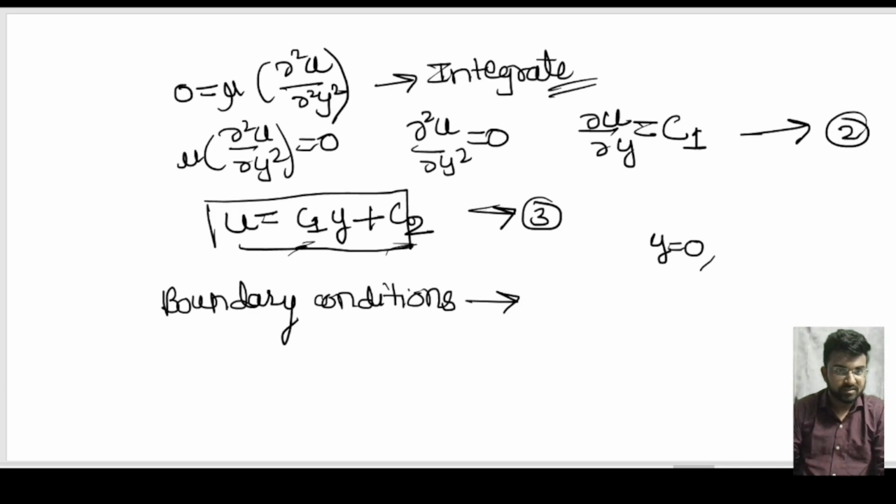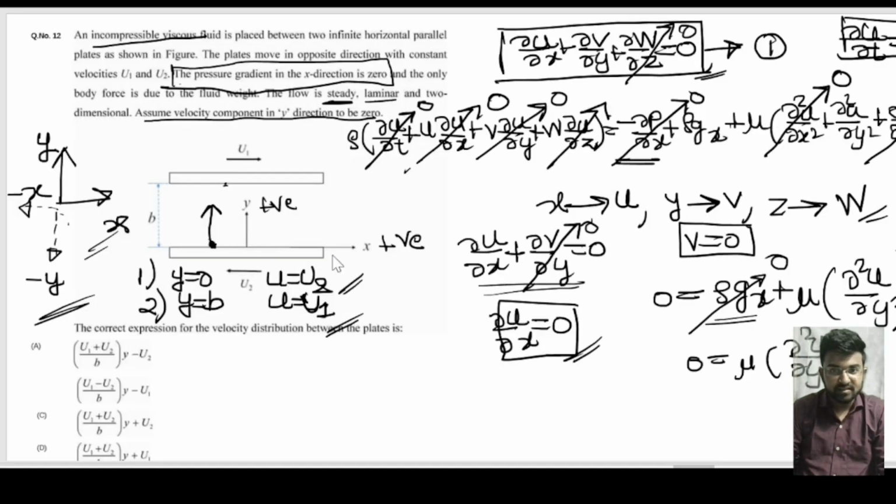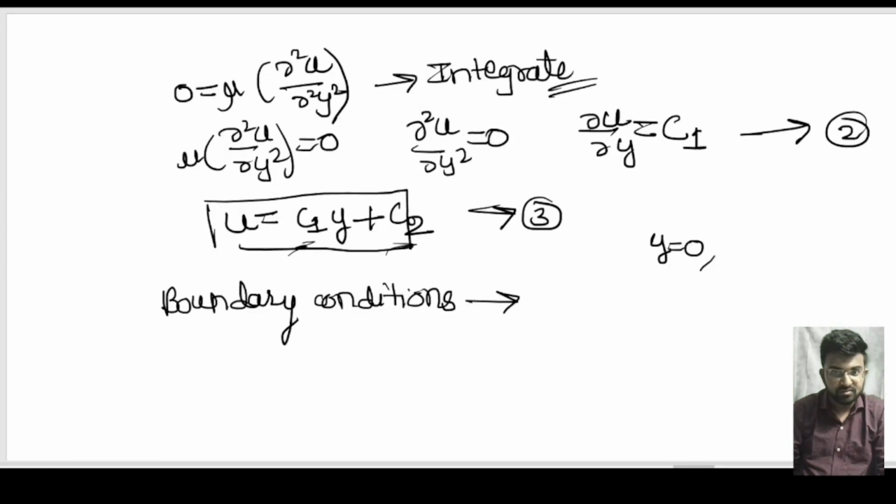Sorry, one mistake happened. It should be negative u2, so minus u2 should be there, because the plate is moving in the negative x direction. And u1 is moving in the positive x direction, so the positive sign will be there, plus u1. So at y equal to 0, u equal to minus u2, and at y equal to b, u equal to positive u1.